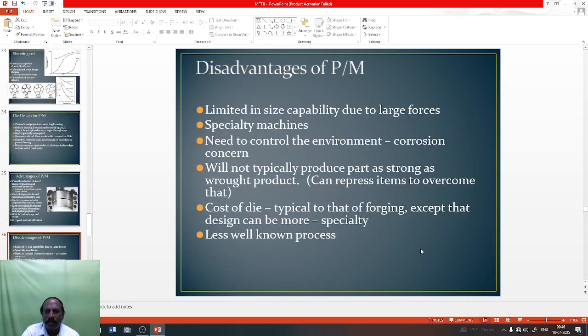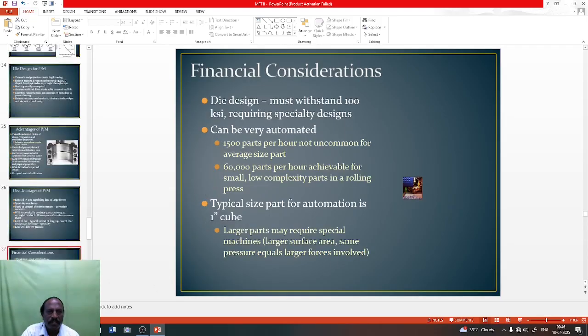Limiting size, due to the large forces machines need to control. It will not typically produce parts as strong as wrought iron, though repressing can help overcome that. The cost of dies is more than forging, and it is a less well known process. So these are some of the disadvantages of the process.